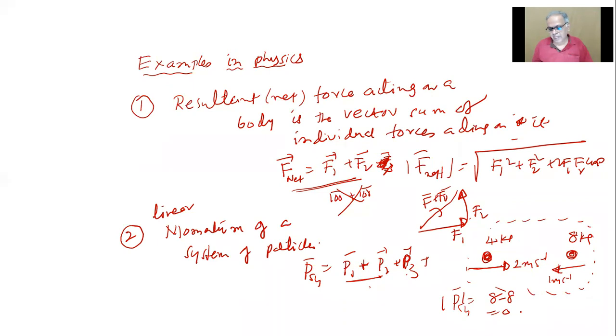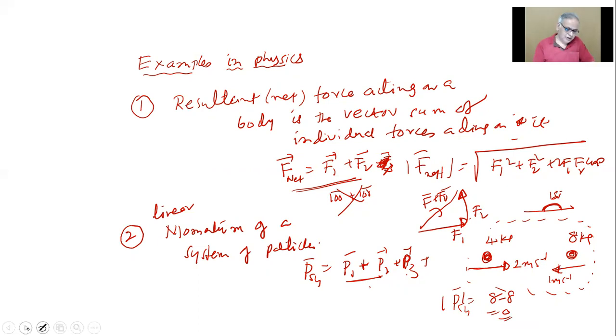You follow? Two vectors with 8 kg meter per second, 8 kg meter per second are making an angle of what? 180. So mod A minus mod B is 0. Yes, sir. Others, are you okay with that? Yes, sir.